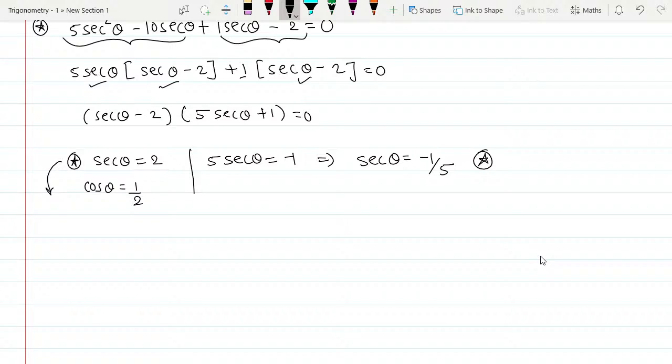मग इकडे काय होईल? Cos theta is equals to minus 5 होईल. Now tell me which is invalid. Either cos theta is equals to 1 by 2 is invalid, or cos theta is equals to minus 5 is invalid. So cos theta is equals to minus 5 is invalid. So this is what we have invalid region.